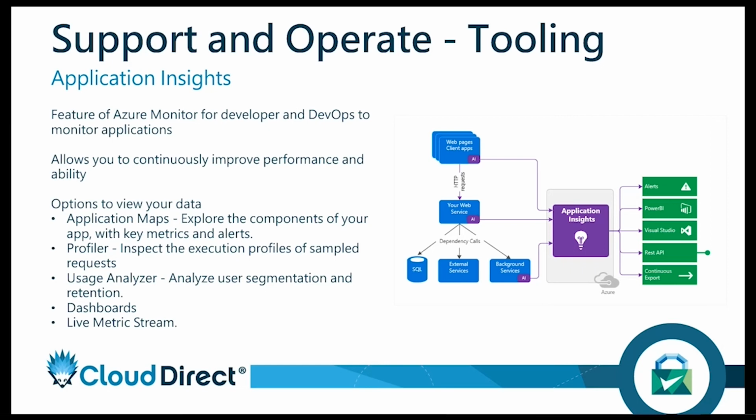Usage analyzer. So understanding where your users are, what's happening, what's being used more than something else. So I've just released a new function to my service. Well, no one's using it. Why is that? Oh, maybe it hasn't been advertised. Maybe the marketing team haven't got behind it. Maybe customers don't know about it. So how are we going to get the message out?